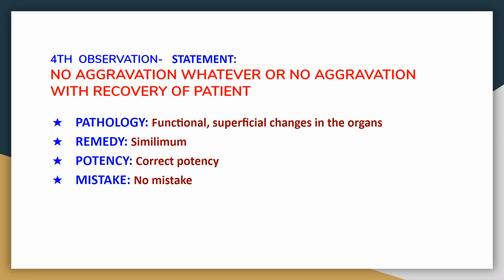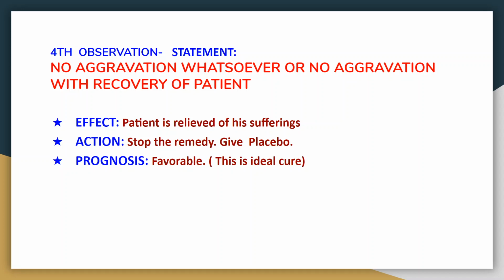So in functional pathology, you will get such type of observation, that is no aggravation whatever or no aggravation with recovery of patient. It means what? Pathology is reversible, superficial, disease is functional and curable. Remedy administered is a similimum, the potency is correct and there is no mistake of the physician. Effect seen on the patient is that the patient is relieved of his sufferings. Action: stop the remedy, give placebo.